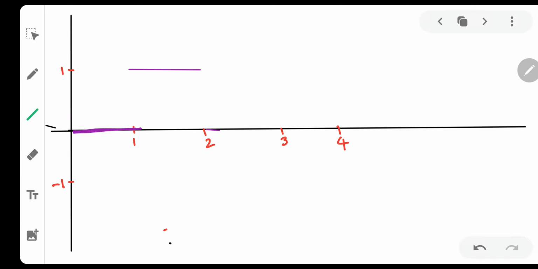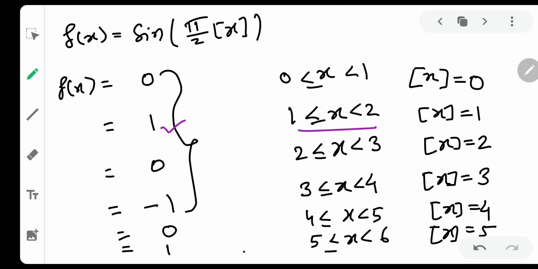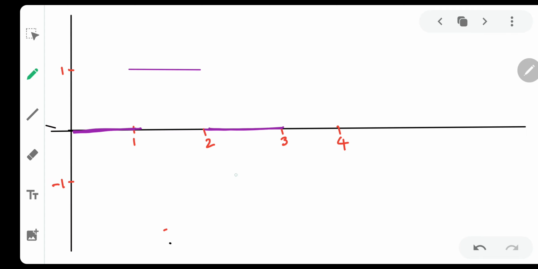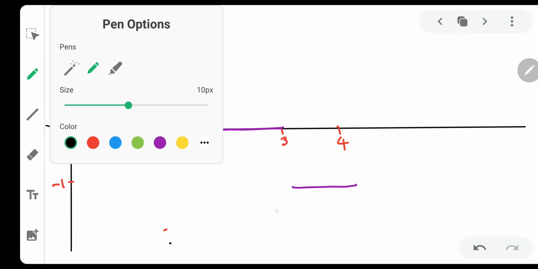Right? And from 2 to 3 it will be 0. From 3 to 4, minus 1. So from 3 to 4 it will be minus 1. Okay, so that is your particular graph.